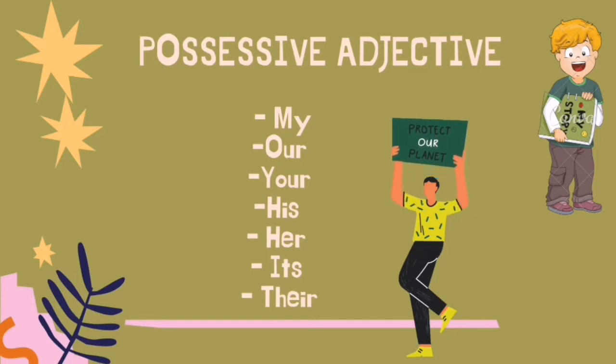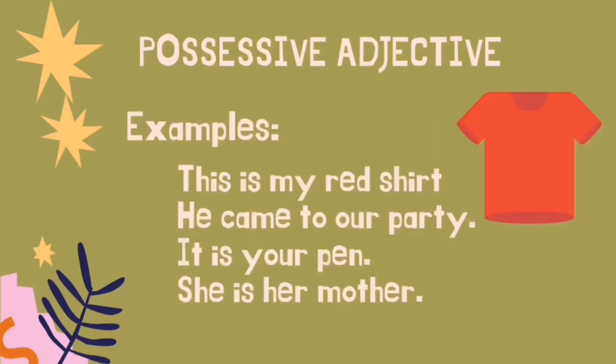You can see that sticker which shows our planet. We say our planet only when it is ours. So that is called a possessive adjective. For example, this is my red shirt. He came to our party. It is your pen. She is her mother.